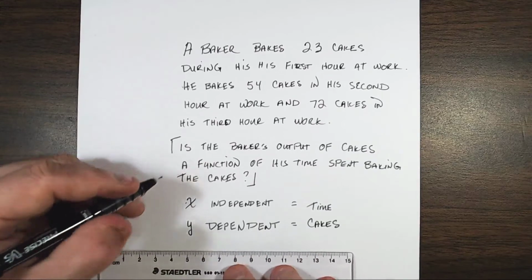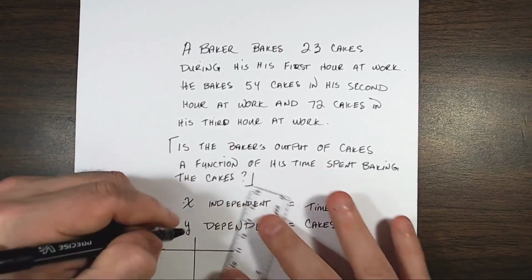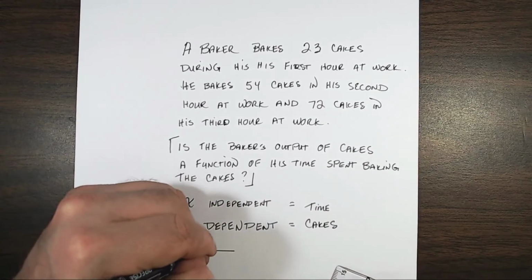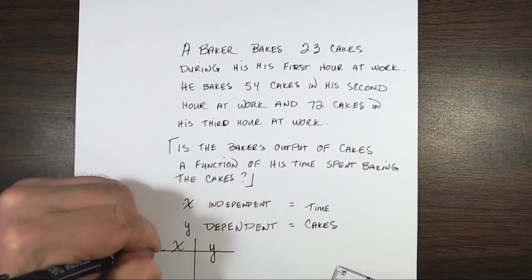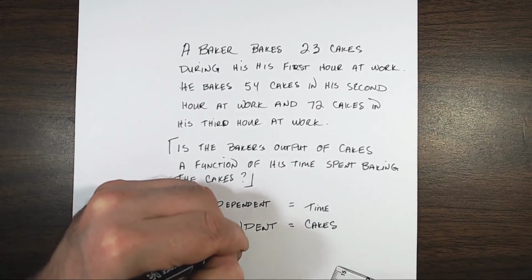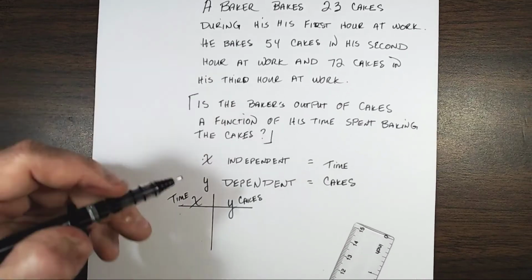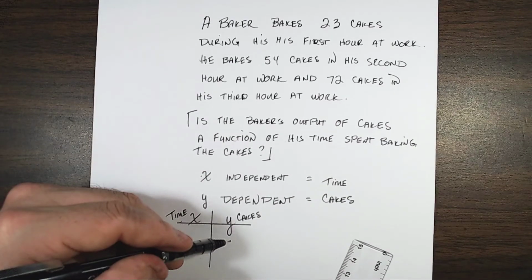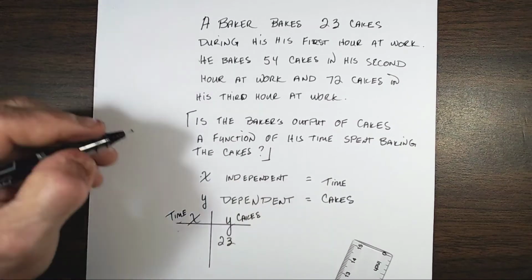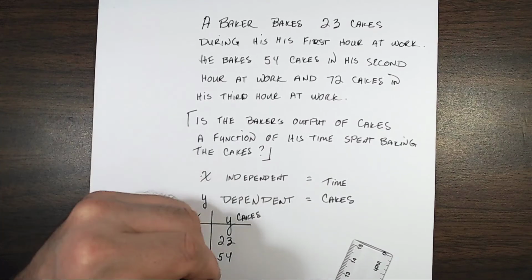Well, let's find out. So let me make a table here. X and Y. This is time, and this is cakes. So what were my cakes in the first hour? 23. What were my cakes in the second hour? 54. What were my cakes in the third hour? 72.